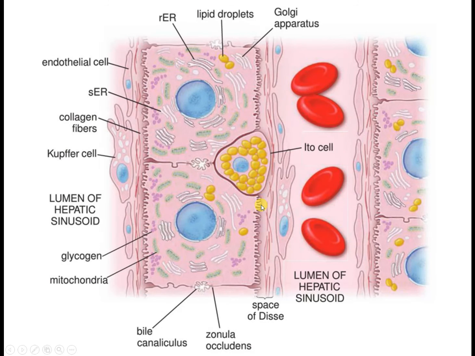collagen into the space of Disse. This collagen makes it thicker, and it causes fibrosis, and this fibrosis in the liver is named cirrhosis, cirrhosis of the liver. So that's why the Ito cell might be responsible for cirrhosis formation.